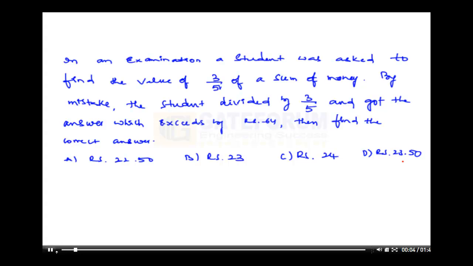It was asked to find the value of 3/5 of a sum of money, but by mistake he divided by 3/5. And the answer is exceeding by rupees 64. Now we require the correct answer here. Let the total amount, that is sum of money, be X. He divided X by 3/5, so we will get 5x by 3, and the correct should be 3/5 of sum X, that is 3x by 5, and it is exceeding by rupees 64.